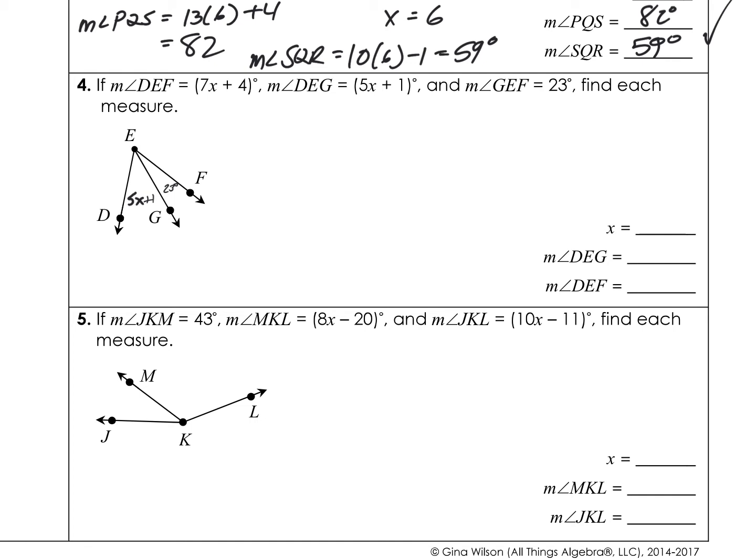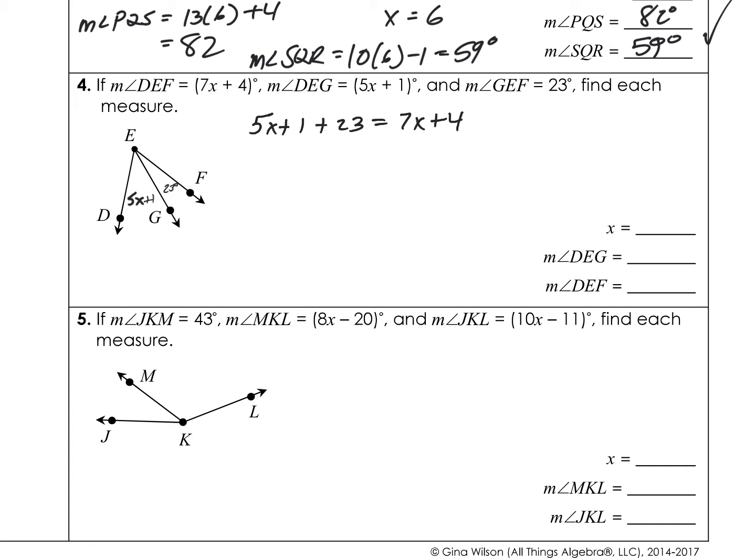Find each measure. So a little different setup, only we're not given the total angle measure. We're given one of the supplementary angles. And so we're going to add 5x plus 1 plus 23 is equal to our total angle expression, which is 7x plus 4. Same process, except now we have to get the variable on one side before we can solve for x. Once we find x, we'll substitute it in to find DEG. And then technically all we have to do is add DEG to 23 and get DEF.